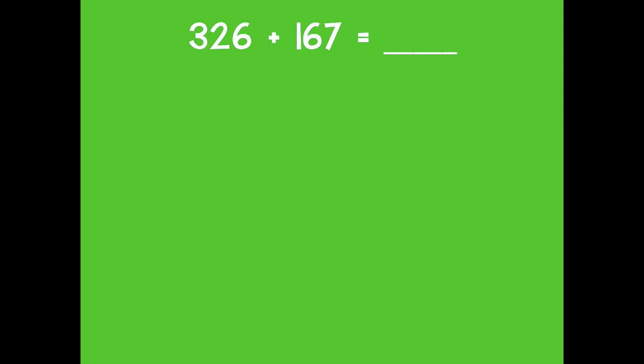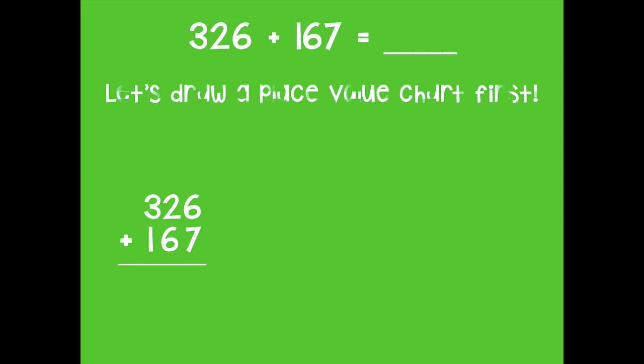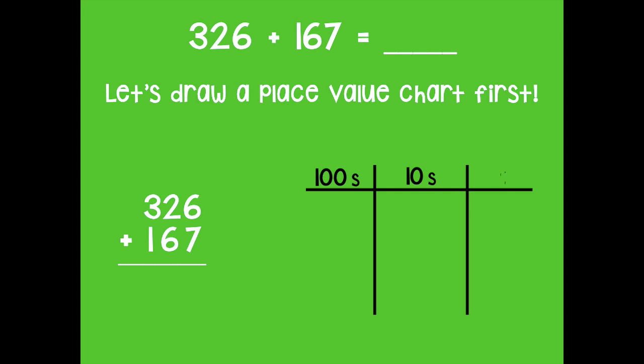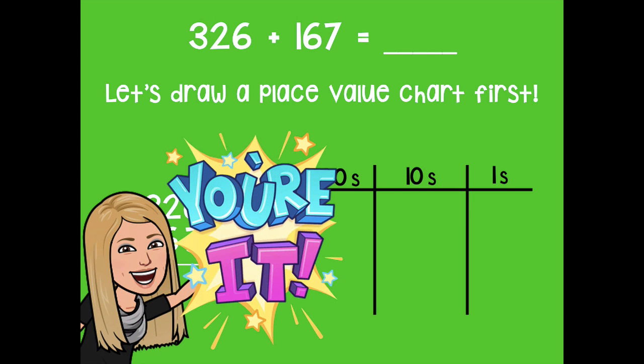So here we have 326 plus 167. So again, I'm going to rewrite it in vertical form. We're going to draw our place value chart first. And I want you guys to pause the video and just rewrite this problem vertically and do your place value chart. Just draw it. You don't have to draw any numbers yet. Just rewrite in vertical form and draw a quick draw of your place value chart. And then click play when you're ready for the next step.